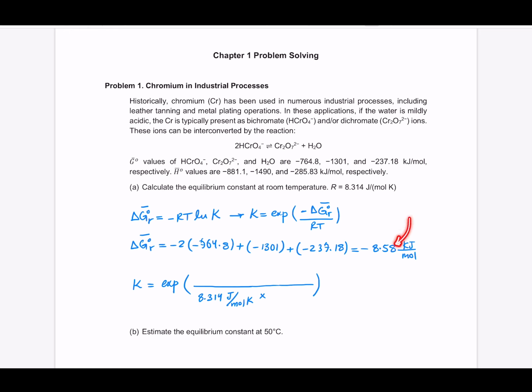Calculating delta G, one source of error could be that this value is in kilojoules, but this one is in joules. You have to make sure that the units cancel each other. So this would be minus 8.58 times 10 to the power 3 joule per mole. The other thing is that temperature is in Kelvin, so 298 Kelvin. If you look at the units, they cancel out. So what you get here is 31.9, roughly.